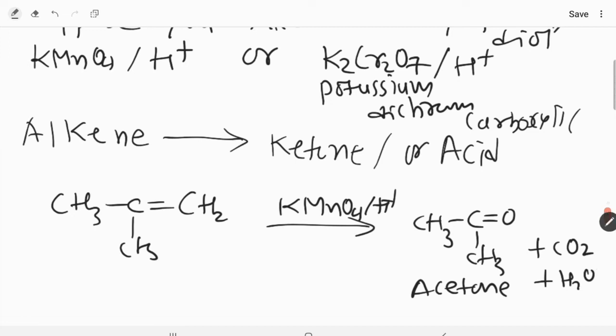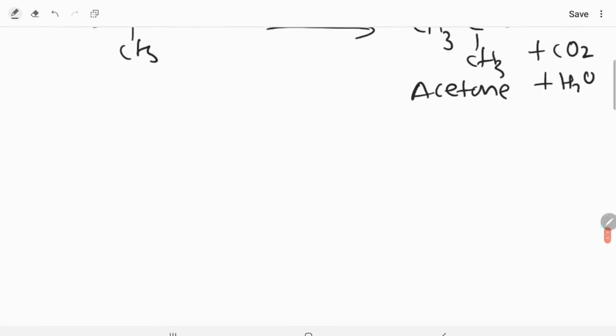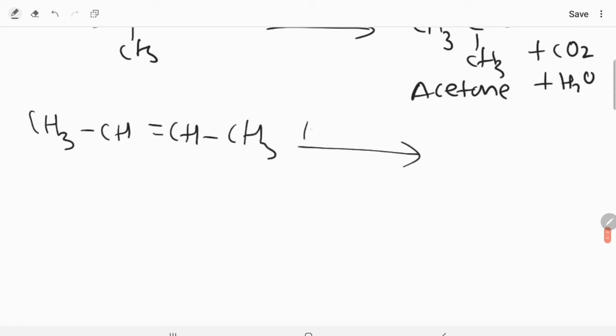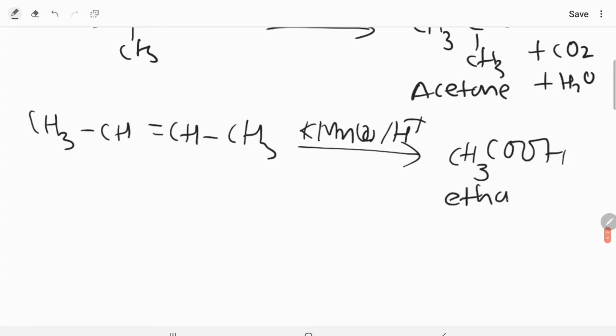Now suppose you take CH3 CH double bond CH CH3. Again the same conditions are used, KMnO4 in acidic medium. Then your answer will be CH3COOH, which is known as ethanoic acid. So dear students, in this particular way you can work out all the possible reactions.